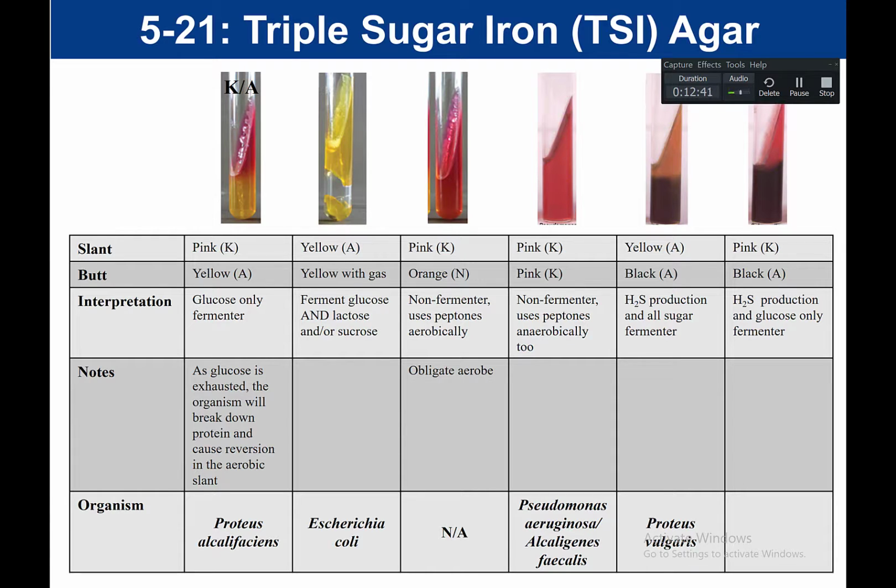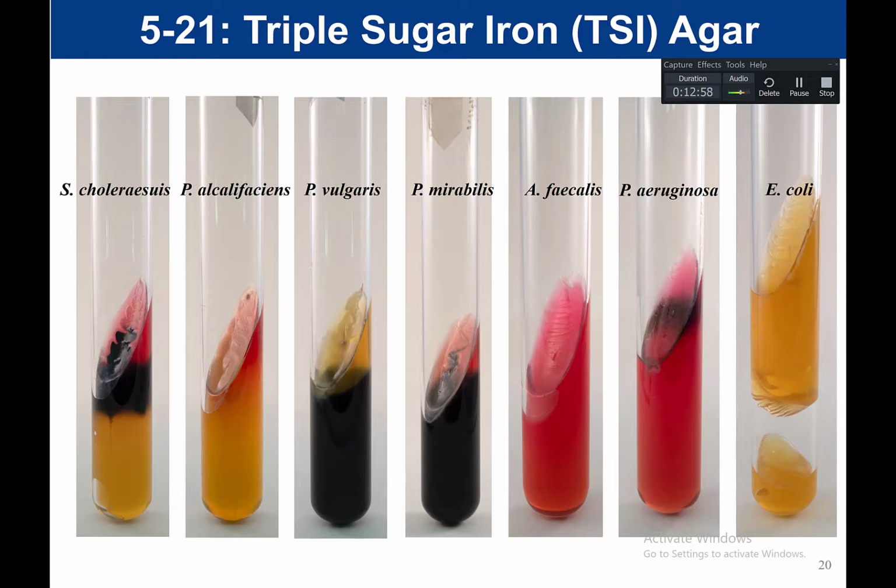So that is our glucose-only fermenter. So for that one, the organisms that we have would be Proteus mirabilis and Salmonella choleraesuis. And so let's look at the actual examples for our tubes. So here are our results for the 7 organisms.